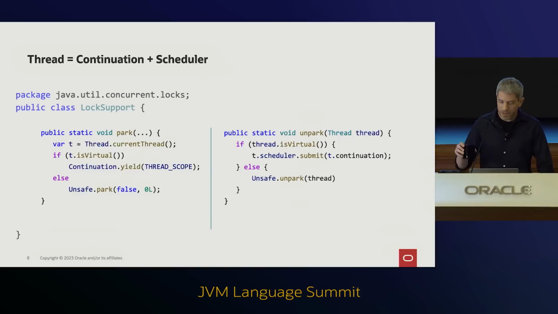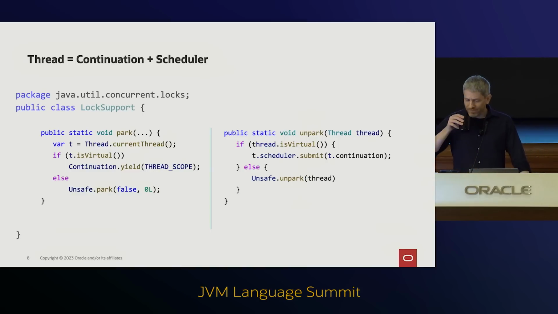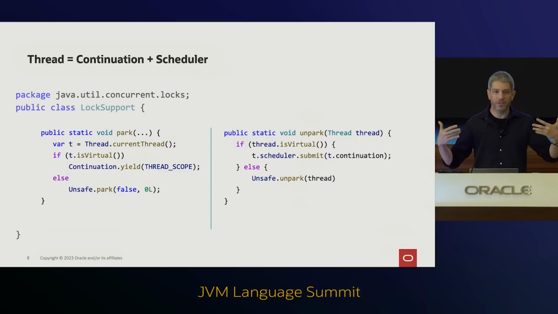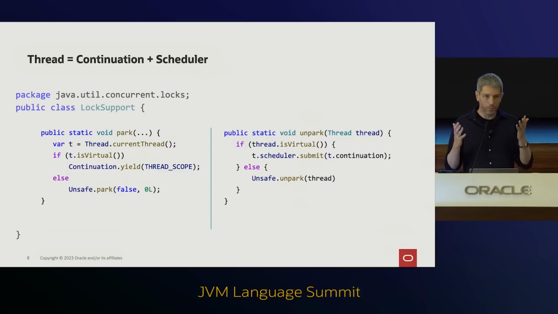So I said before that a thread is a continuation plus a scheduler. So let's see how the most interesting things we do with threads is to block them. That's sort of why they exist. And almost all the blocking inside the JDK goes through this class, java.util.concurrent.locks.LockSupport, and this pair of methods called park and unpark. Park blocks the current thread, and unpark unblocks some other thread.